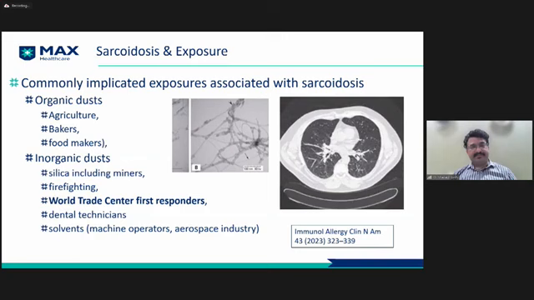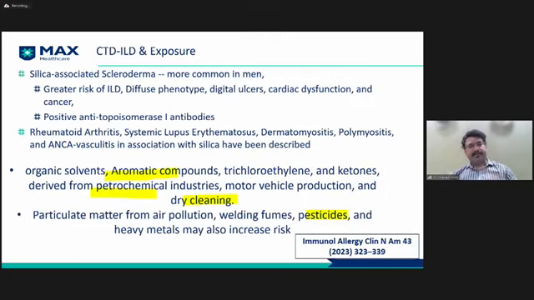Scleroderma can be a presentation after exposure to silica. Then RA is one thing, SLE, dermatomyositis, PM/DM or ANCA vasculitis, these are also associated with exposure to extreme blast of silica.